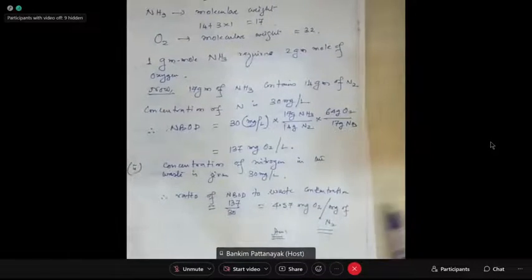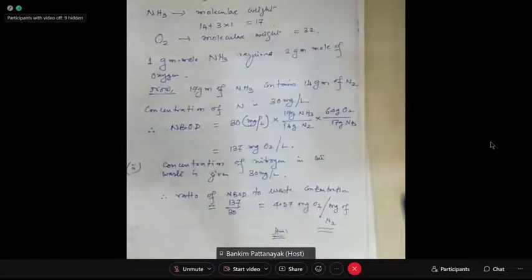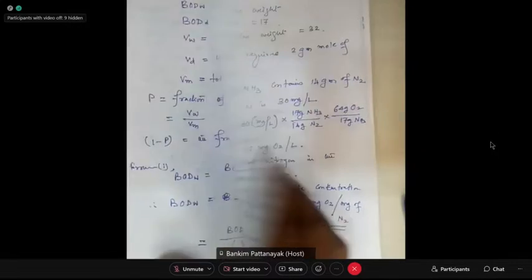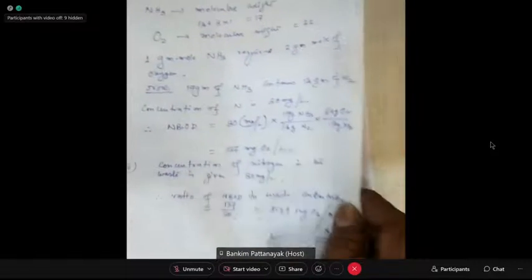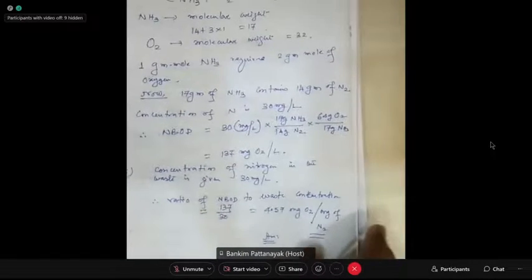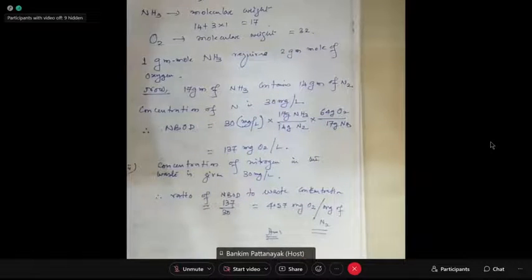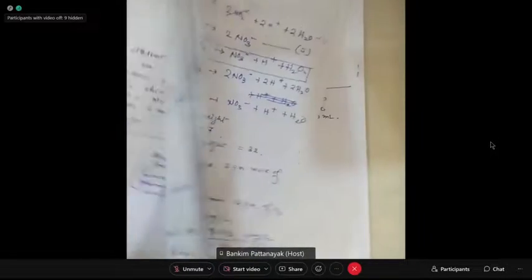So, fairly simple chemical stoichiometric calculations, although you are out of touch for a long time, so am I also. But with a little bit of concentration, this will see us through. This is a very important chapter as far as the decomposition of the biological organic wastes is concerned. Okay, so this is all about this one.